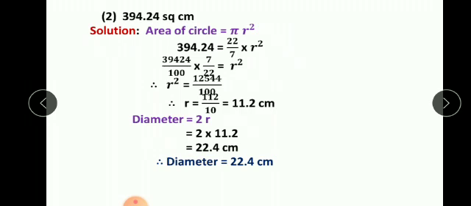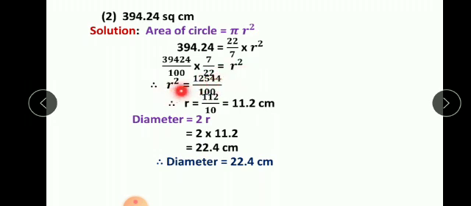Now for second question, again second sub question. So again the area is given, 394.24 square centimeter. Use the same formula. Area of circle is equal to pi r square. Substitute the value for area. 394.24 is equal to value of pi, 22 upon 7, into r square. Now interchange the numerator and denominator, take a reciprocal and remove the decimal point. So after removing the decimal point, what do we get? 39,424 upon 100 into 7 upon 22 is equal to r square.